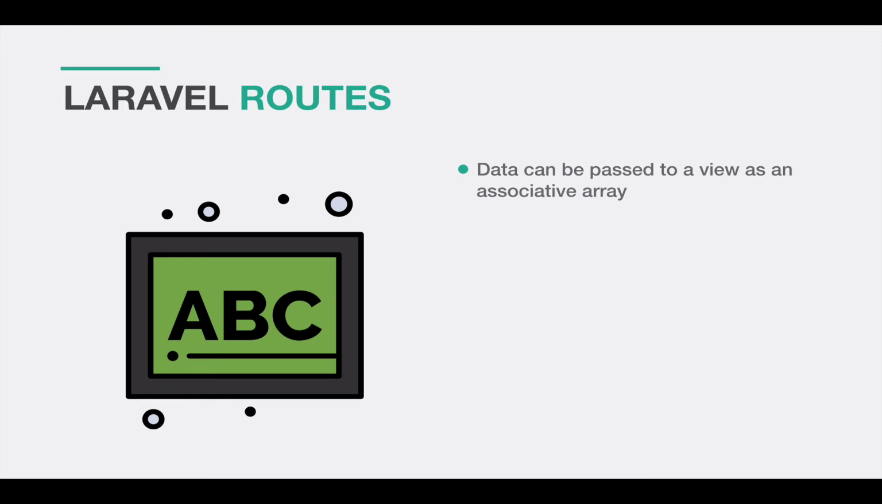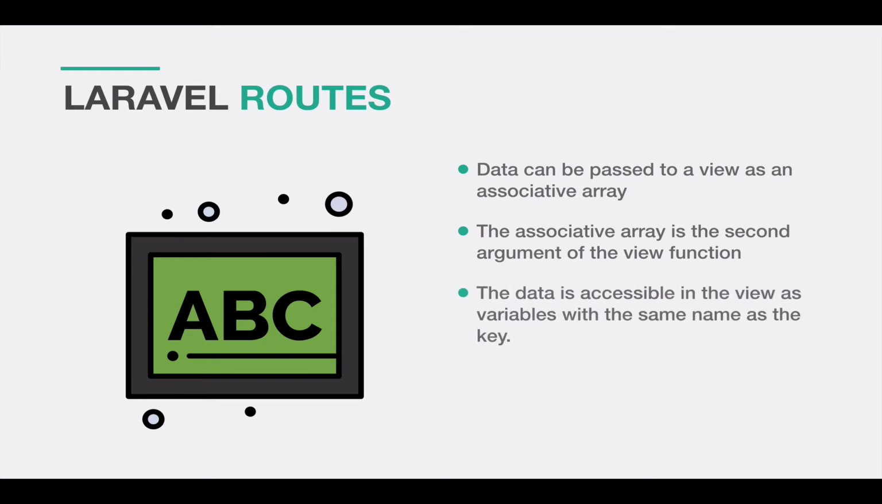So data can also be passed to a view. We can display views, and data can be passed to a view as an associative array. That associative array is the second argument. The first argument is the name of the view we want. The second argument is the data we want to pass to that view. Data is accessible in that view. So this is how we can change and alter that view by passing it different data. Okay? It's an associative array, and the keys will be turned into variables in the view. And then we can just call it like that.